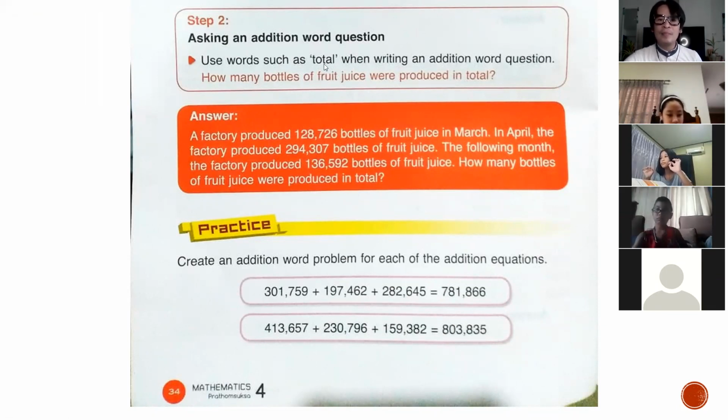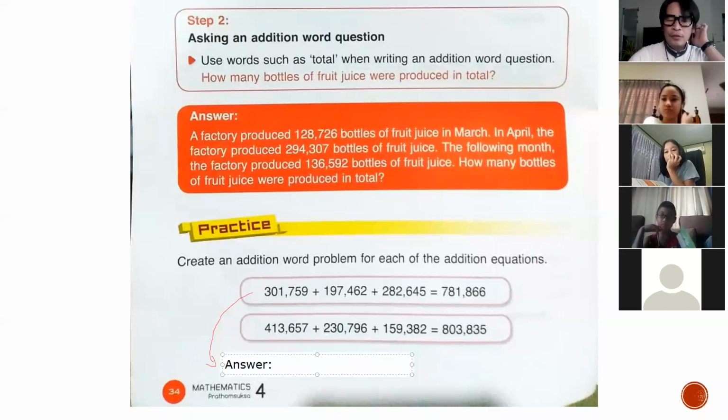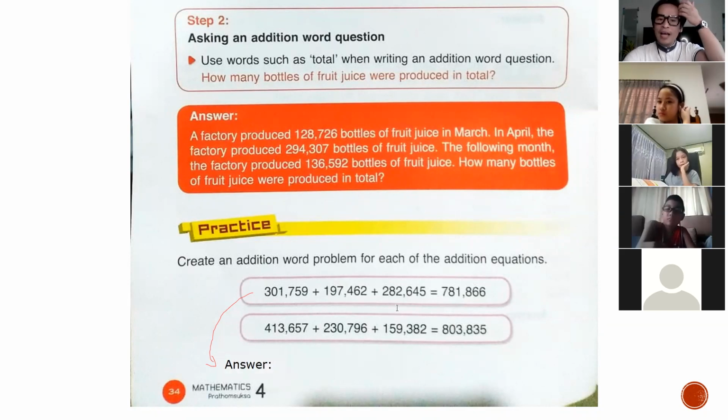Just like this, look at me. For example, if you choose the first equation, you write "answer" right away like this. You copy the equation that you like, and then you make a story.